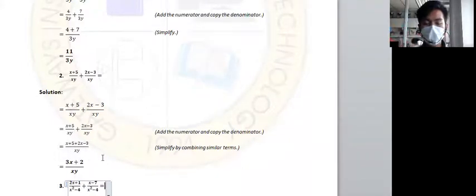Then we need to combine like terms. Ibig sabihin po, lahat po ng magkakaparehas ng variable, pagsasamahin po natin. Lahat po ng constant, pagsasamahin po natin. Okay po? So, x plus 2x is equals to 3x, then 5 minus 3 is equals to positive 2. Then, copy the denominator, xy. So our final answer is 3x plus 2 over xy.